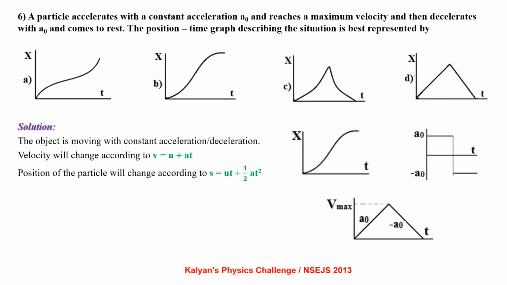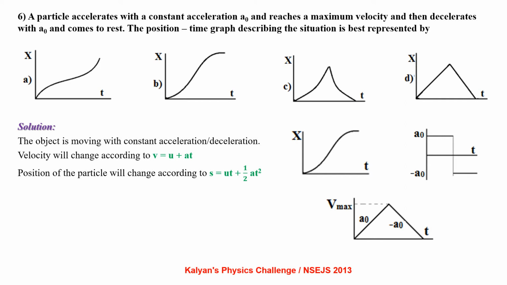A particle accelerates with a constant acceleration a0 and reaches a maximum velocity and then decelerates with a0 to come to rest. The position time graph describing the situation is best represented by.